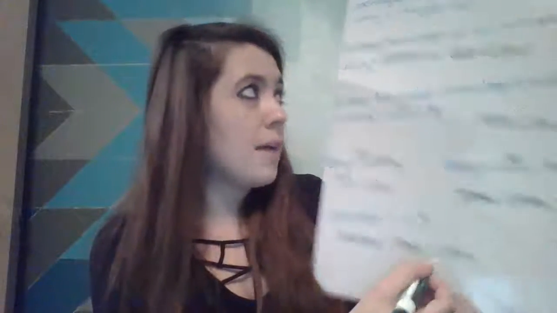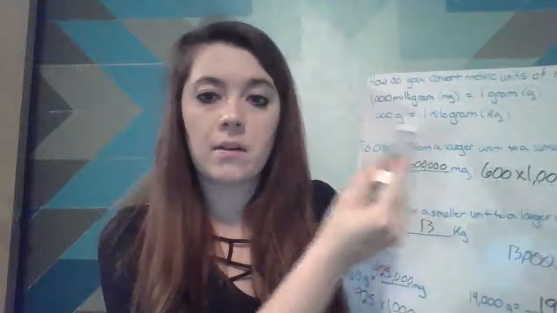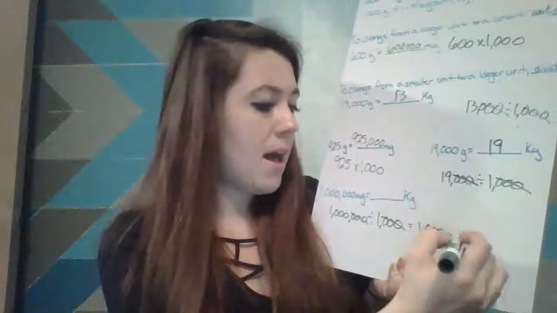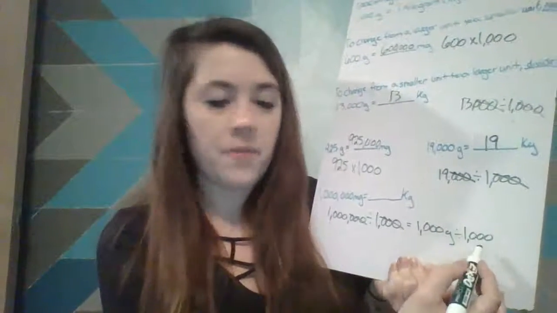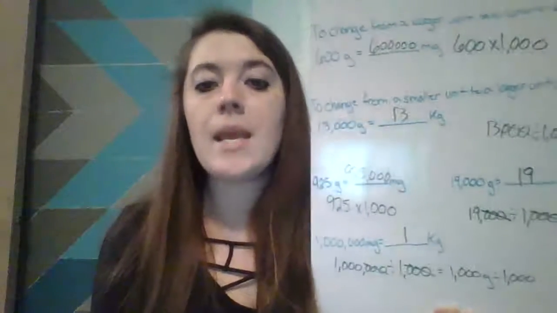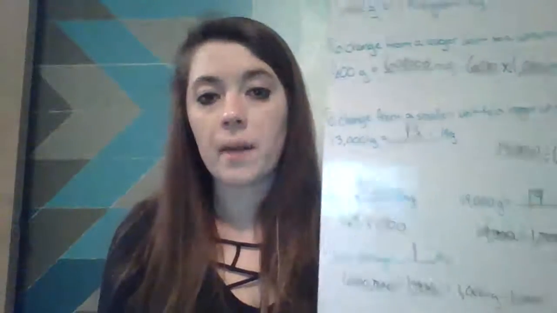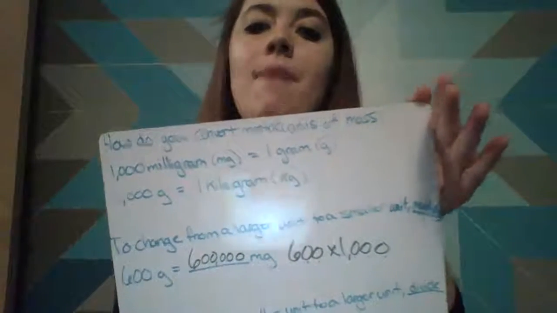Now, this is grams. We need to get to kilograms. So 1,000 grams equal 1 kilogram. We're still going from smaller to larger, so we're still dividing. So we're going to divide by 1,000 again. Well, 1,000 divided by 1,000 is 1. So 1 million milligrams is the same thing as 1 kilogram. All right, so this is our metric units of mass.